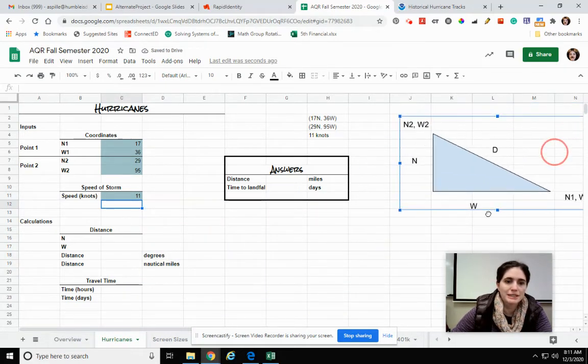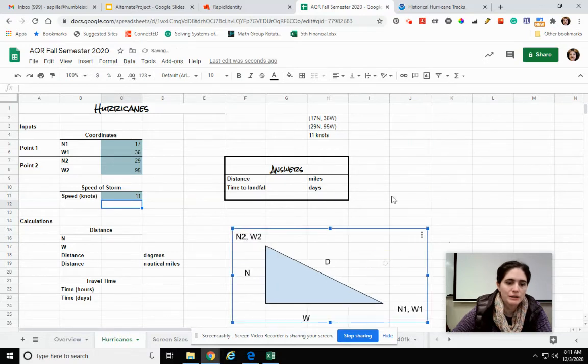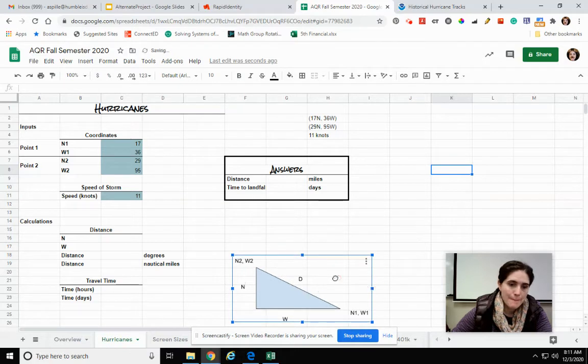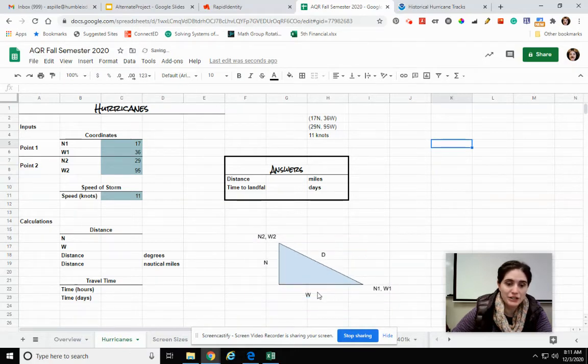Just put it off to the side somewhere. I guess I could put it down here. So that's what we're doing, is we're going to use the Pythagorean Theorem. First, we're going to find our little change in west, change in north, and then we're going to use our Pythagorean Theorem to find D.